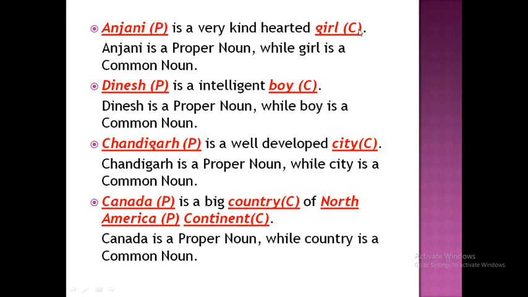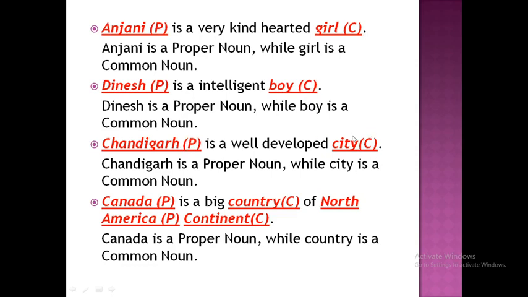and common noun. So Anjani, this is the name of a particular girl. Again I am saying, this is an individual name of a particular girl. So an individual name is a proper name, and girl, because she belongs to a specific category, is a common noun. Dinesh is a proper name of someone, and boy, the category in which he falls, is a common noun. Chandigarh is a proper name of a city.